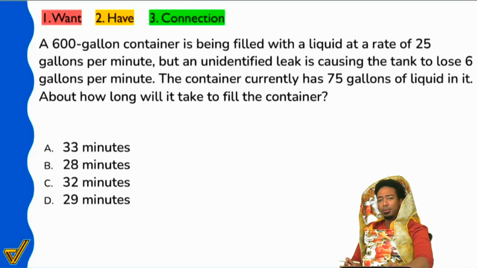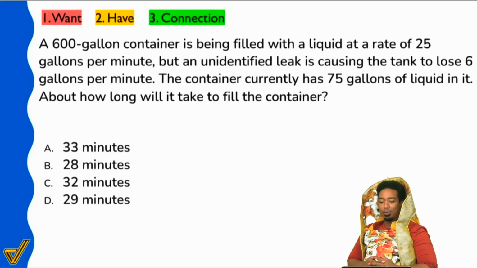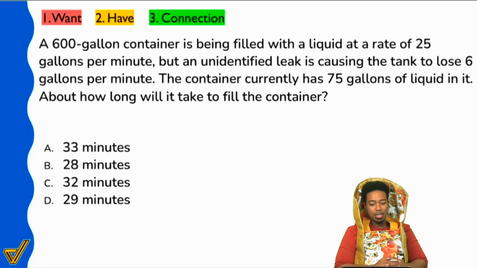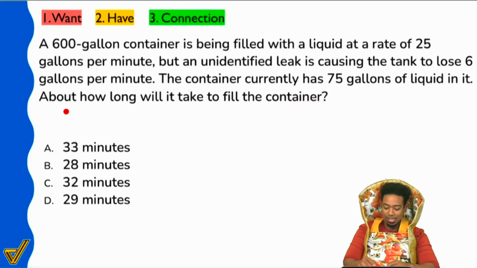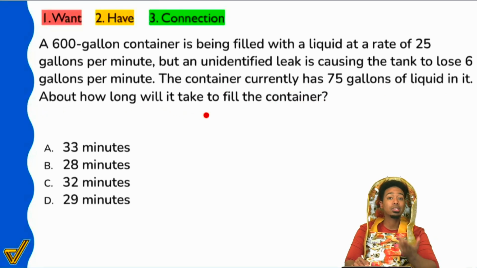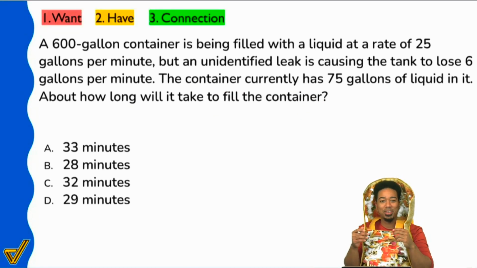What's the first thing that we're supposed to do when it comes to any word problem? Right, first thing we're supposed to do is read the question. That's right. So when we read the question, we'll go right over here. Again, the question sentence. That's the first thing we want to do. So right here: about how long will it take to fill the container?